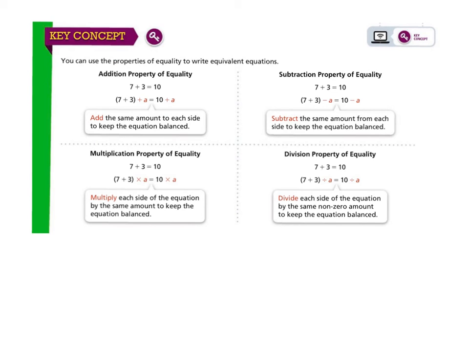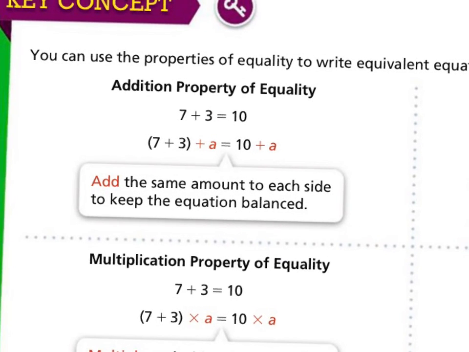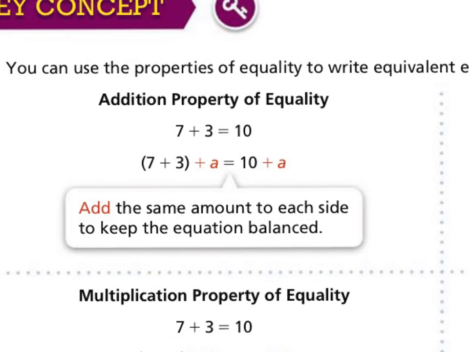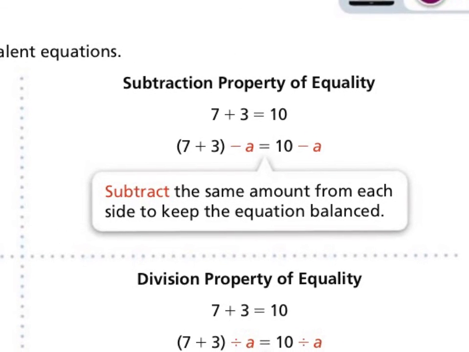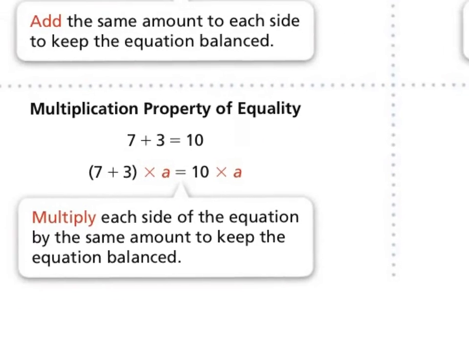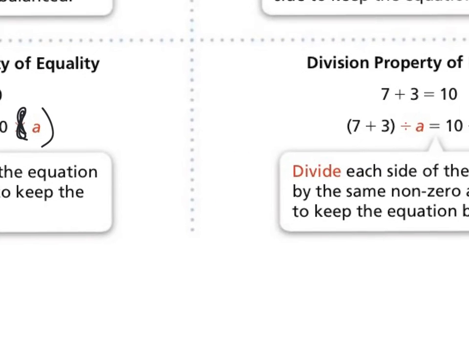So the key concept just recaps what we've talked about. Addition property of equality. We can add the same amount to both sides to keep the equation balanced. The subtraction property of equality says we can subtract the same amount from both sides of the equation to keep it balanced. The multiplication property of equality, probably not best used with the multiplication symbol anymore, says if you multiply both sides of the equation by the same amount, you keep the equation balanced.